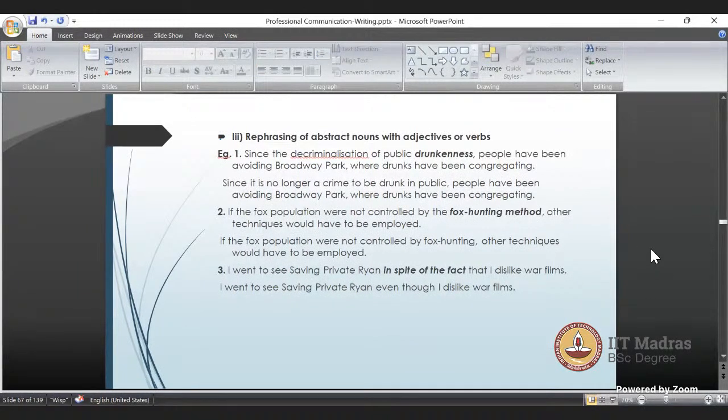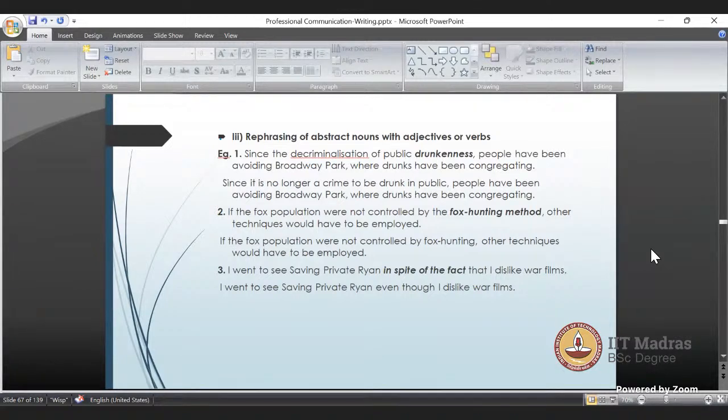Okay, so moving on. The third one, on achieving clarity: rephrasing of abstract nouns with adjectives or verbs. So look at the sentence. Since the decriminalization of public drunkenness, people have been avoiding Broadway Park, where drunks have been congregating. That is rewritten as: since it is no longer a crime to be drunk in public, people have been avoiding Broadway Park, where drunks have been congregating. So drunkenness is an abstract noun, and you rephrase it with an adjective or verb. You converted that whole abstract noun drunkenness into an adjective, in this case, drunk in public.